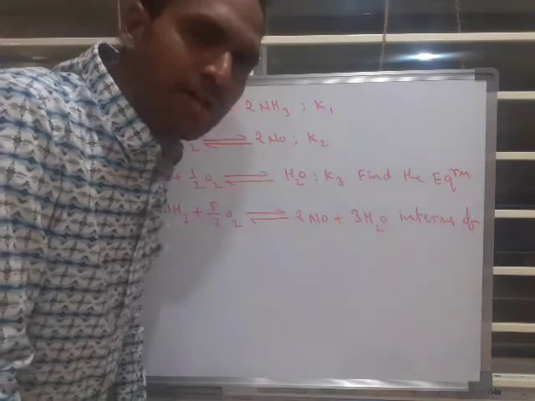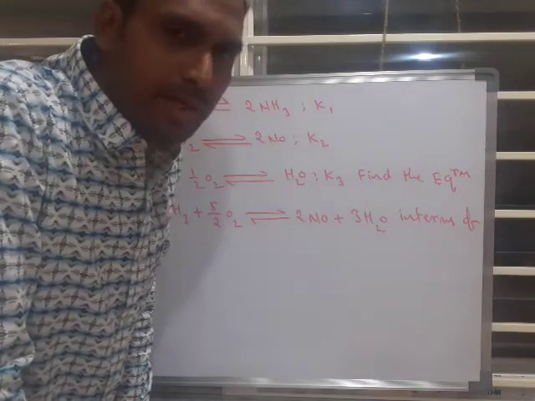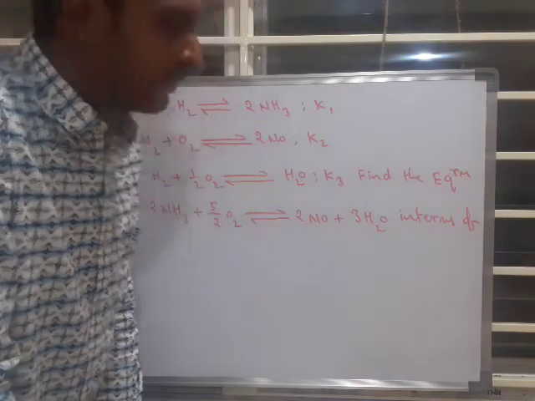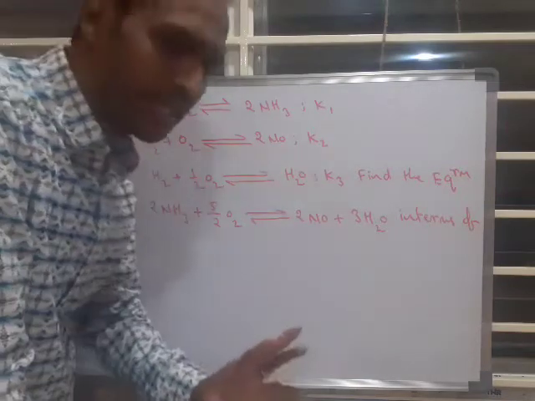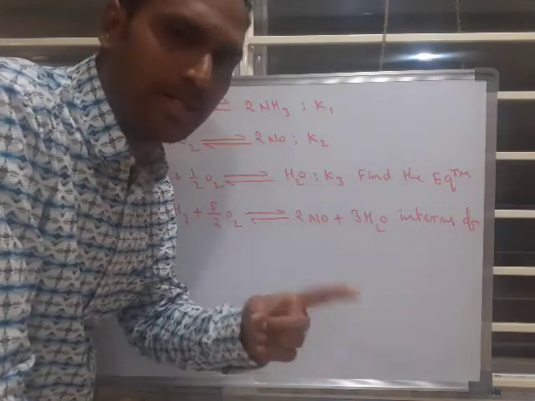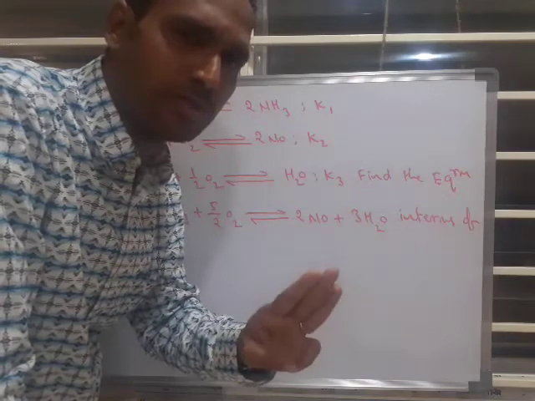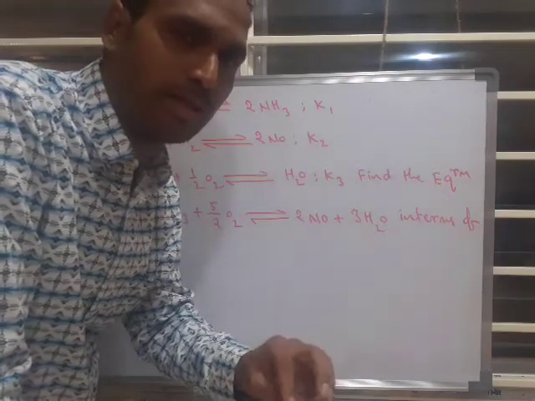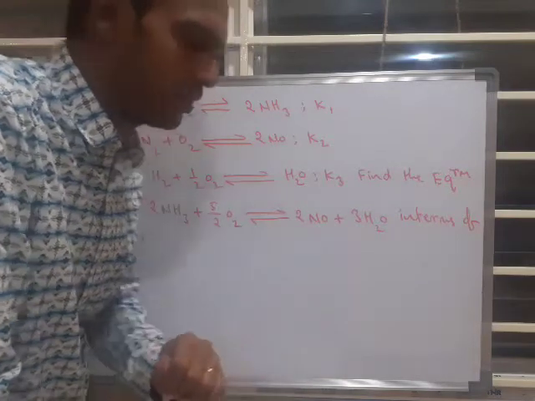So, hello everyone. Today we see some more models in equilibrium. The three equations are given. Earlier there were only two equations given and we had to find the third one. But here three pieces of information are given, and we have to find the fourth one: the equilibrium constant for the fourth equation.